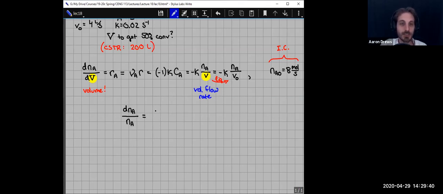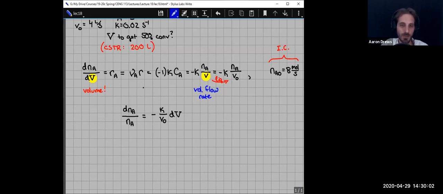I really do try. Move the N_A over onto one side. Move the dV over onto the other side. And so I'll have minus k divided by v0 times dV. So now maybe you can see why the caps are so relevant, because the V's and the v's get kind of close to each other.